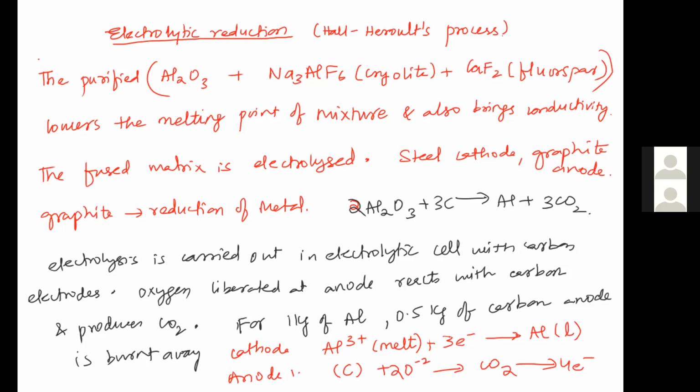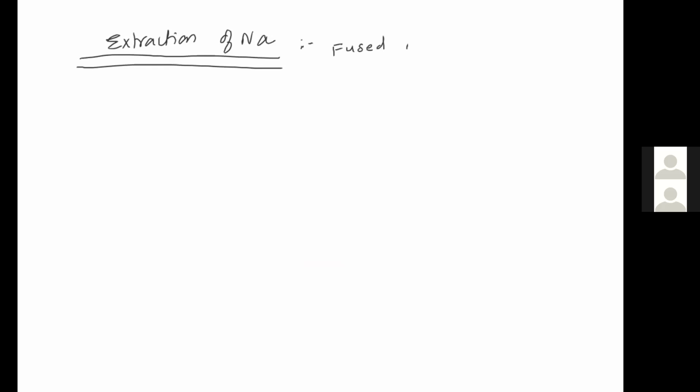I'm clearing it. Extraction of sodium. Fused mixture of NaCl and CaCl2 is taken in Downs cell. It is a type of electrolytic cell.